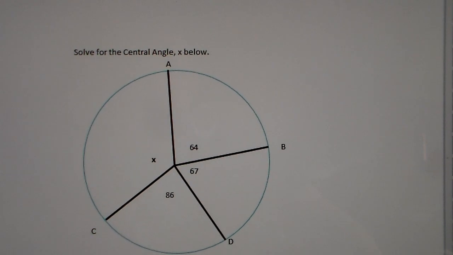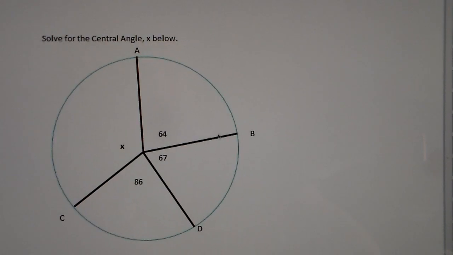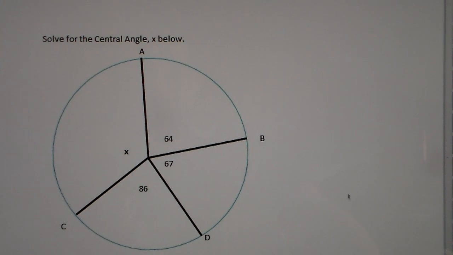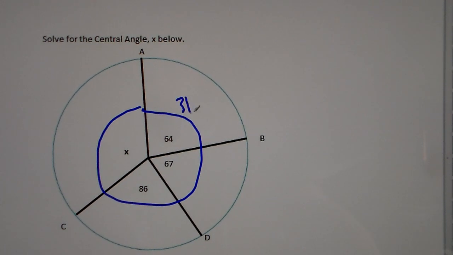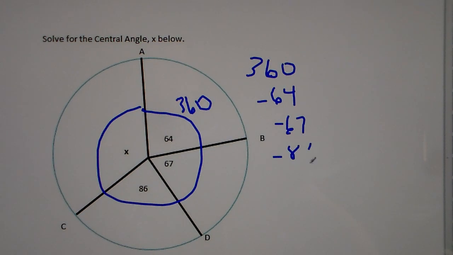Let's try another one. Then I believe we'll be able to move forward a little bit. So you have that same concept that there's 360 degrees inside of a circle. That's the fact that you just have to memorize. We do 360 minus 64 minus 67 minus 86. So 360 minus 64 minus 67 minus 86. And we're going to get a total of 143.